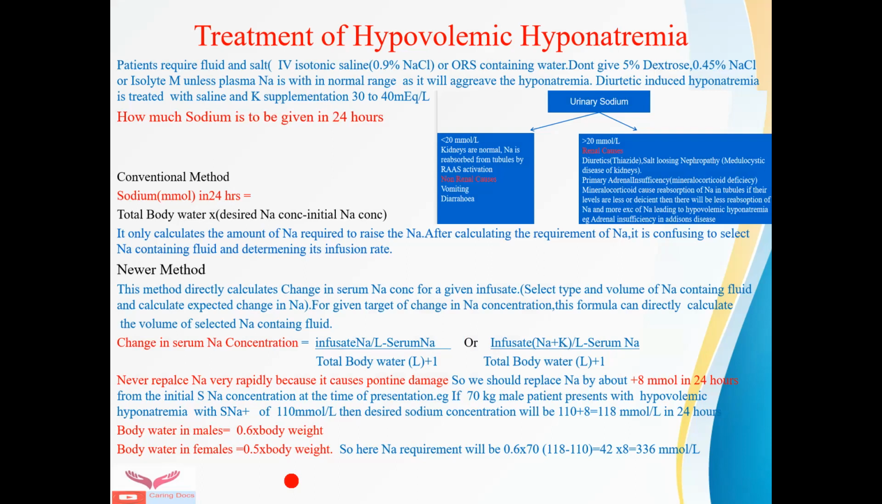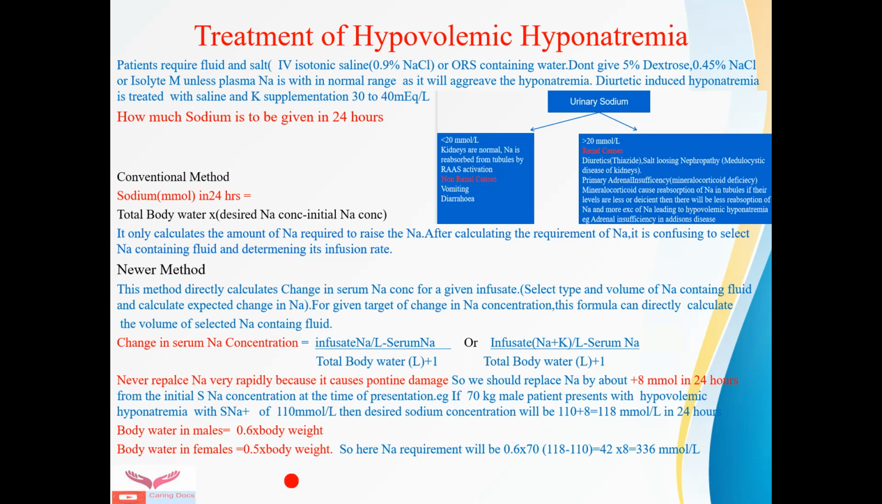So, coming to hypovolemic hyponatremia, all these hyponatremias are true hyponatremia. The patient with hypovolemic hyponatremia will be dehydrated. If the urine sodium is less than 20 millimoles, it means the kidneys are normal, so the cause here will be vomiting or diarrhea. If it is more than 20 millimole per liter, the cause may be diuretic use or primary adrenal insufficiency. So these patients will require both fluid and salt.